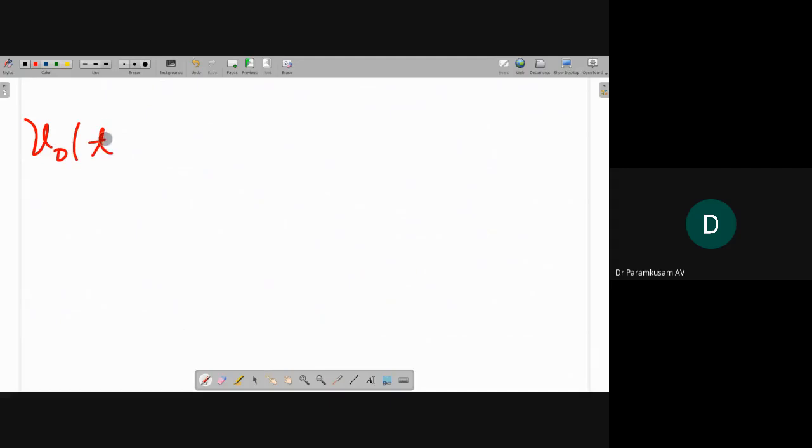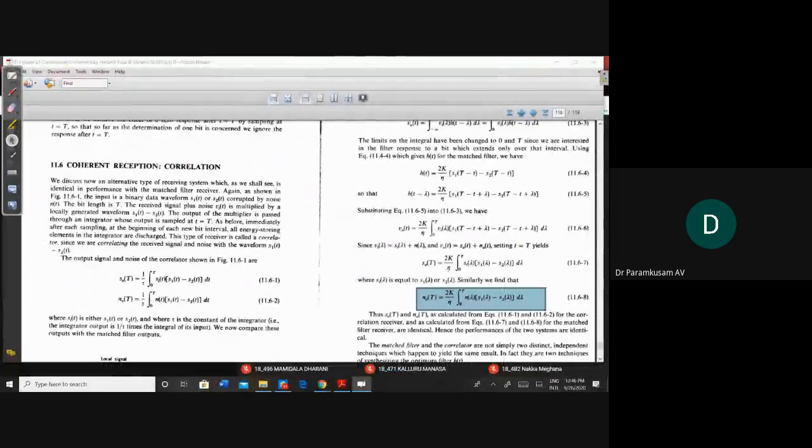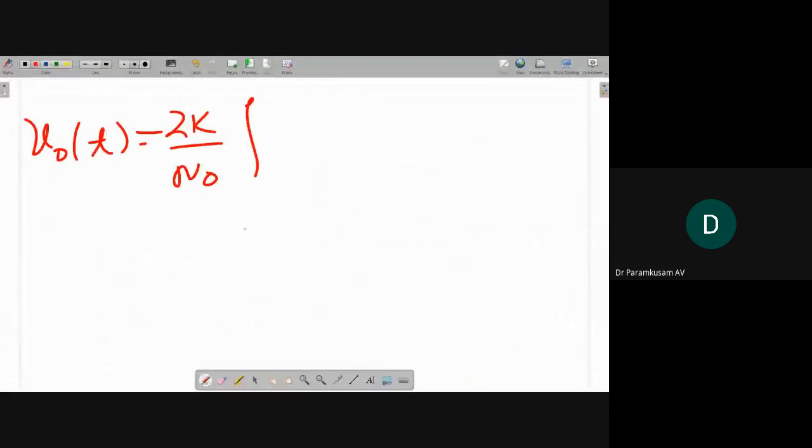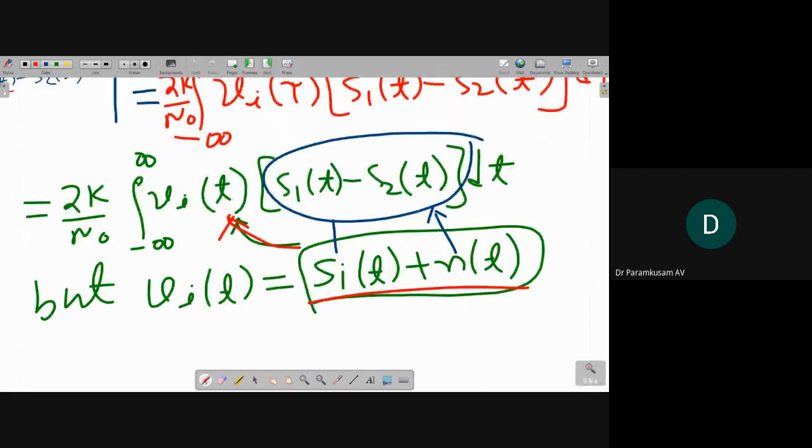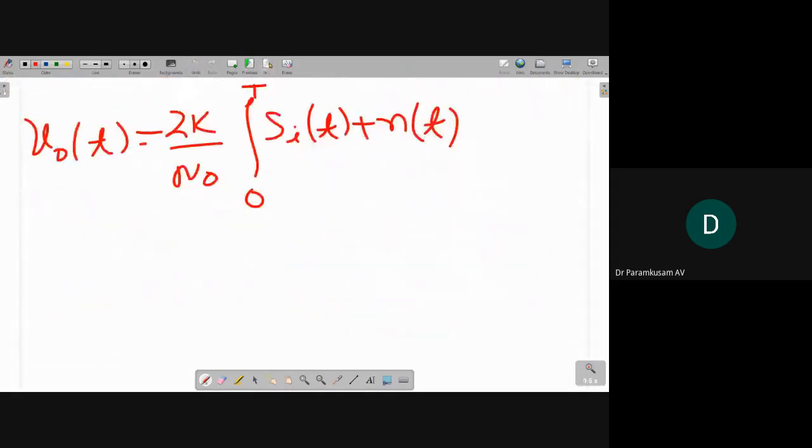V naught of t is equal to 2k by n naught, integration from 0 to T. Why? Because Vi of t exists from 0 to T only. In place of Vi of t, you have to substitute Si of t plus n of t, into S1 of t minus S2 of t dt.